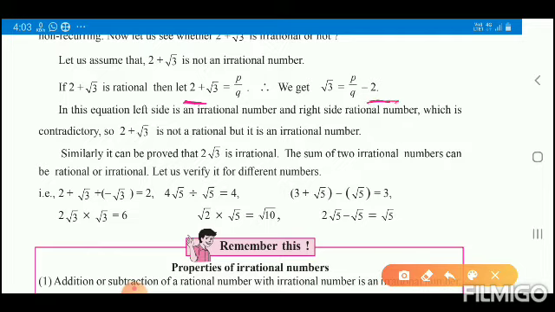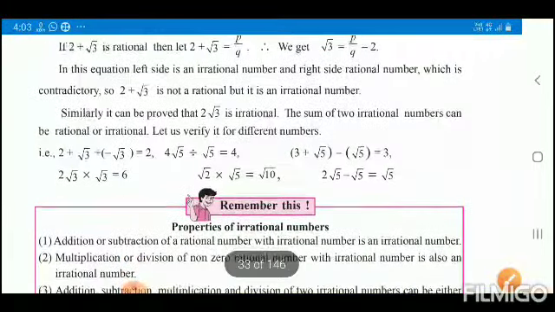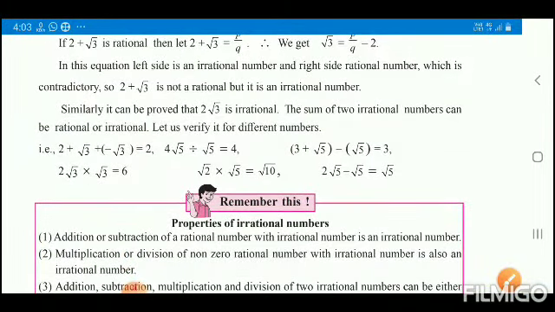In this equation the left side is an irrational number, meaning root 3 is an irrational number, and the right side is a rational number, which is contradictory. That's why 2 plus root 3 is not a rational number, but it is an irrational number. Okay, do you understand this? Similarly, it can be proved that 2 root 3 is irrational. The sum of two irrational numbers can be rational or irrational. Let us verify it for different numbers.